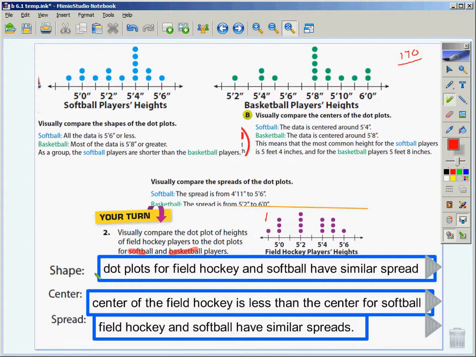No. I mean, if you wanted this to be more accurate, not only would this be longer, it would be much longer. It would say dot plots for field hockey and softball are similar, but obviously the basketball players would appear to be much taller. The center of field hockey is less than softball, which is also less than basketball. Field hockey and softball have similar spreads, but the basketball players have a greater spread. And it really should have that added to it when we're working it out. Everybody good? Yes.